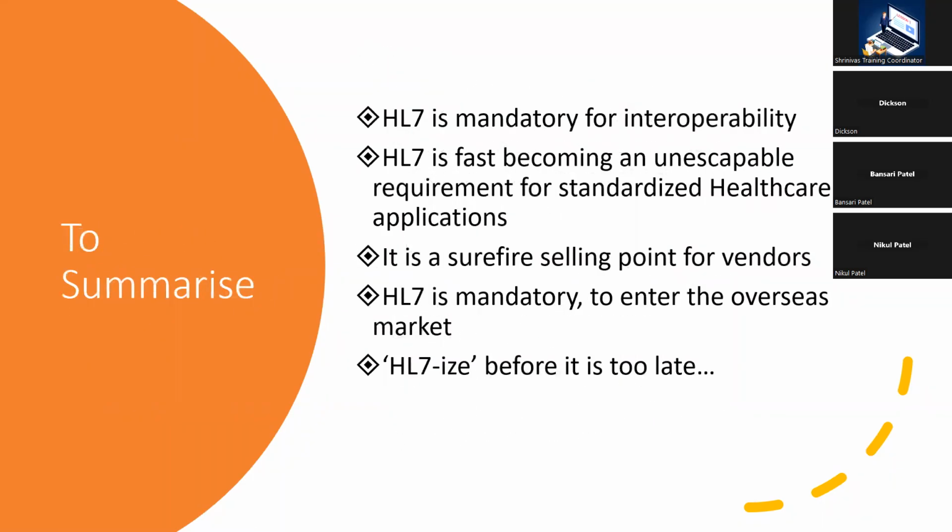To summarize what we have seen today, we understood that HL7 is mandatory for interoperability. Interoperability is nothing but when two apps can talk to each other. As we have seen, HL7 is the only methodology that we have today to exchange data based on the events happening in the real-time world. Of course, FHIR is there, but as I said, it has to evolve a lot. HL7 V2 is the one that is predominantly used in today's industry.